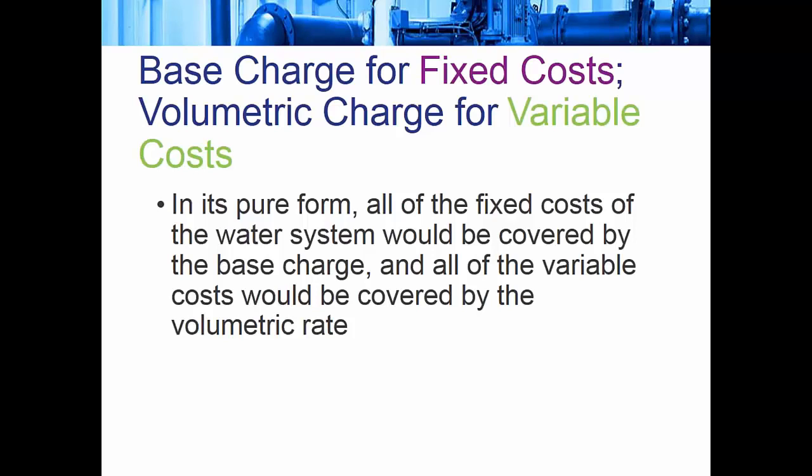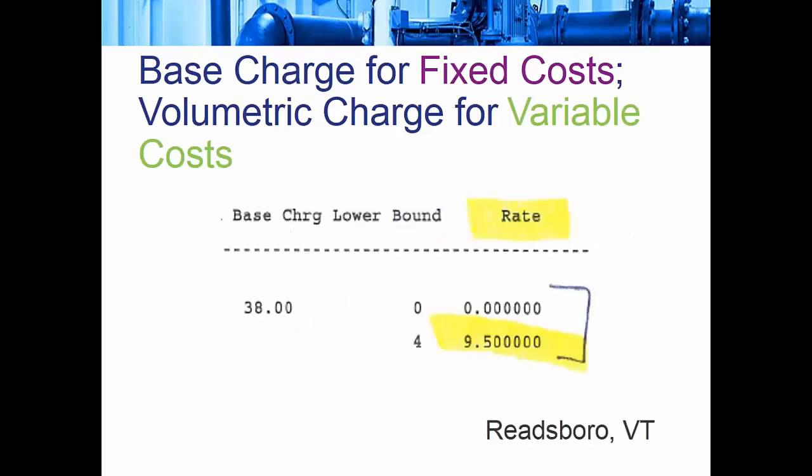So we said, all right, let's see if we can find an example that essentially has the base charge every month covering the fixed cost and the volumetric charge covering the variable costs. We couldn't find one exactly there, but one that got us pretty close was Reedsboro, Vermont. Reedsboro, Vermont has a base charge of $38 every month that includes the first 4,000 gallons of usage. And then above 4,000 gallons of usage, they charge a rate of $9.50 per 1,000 gallons.